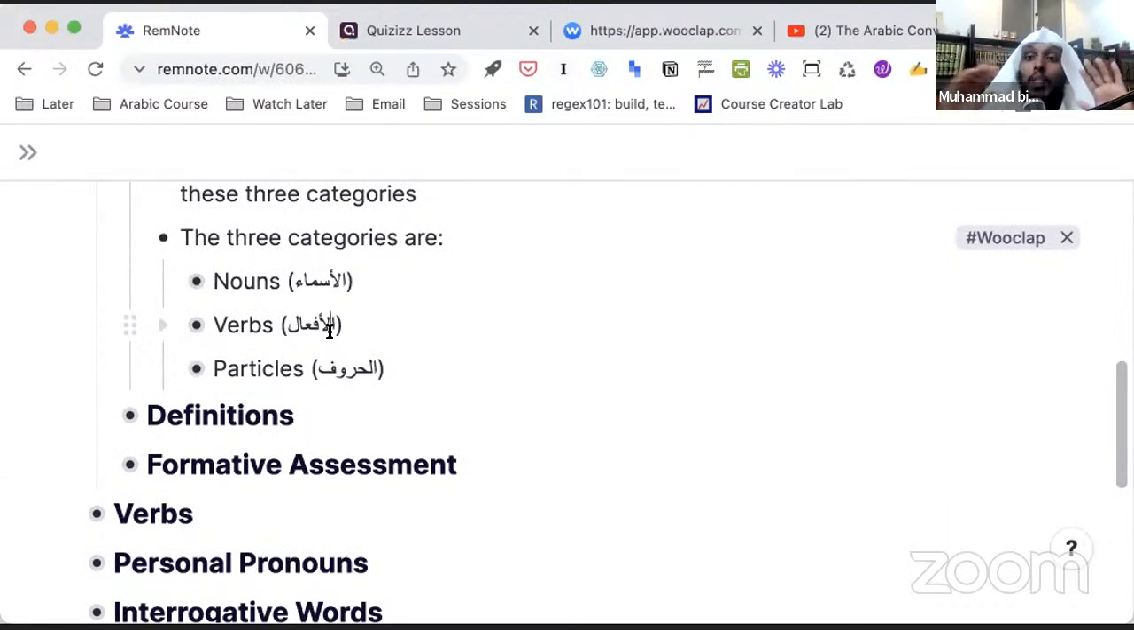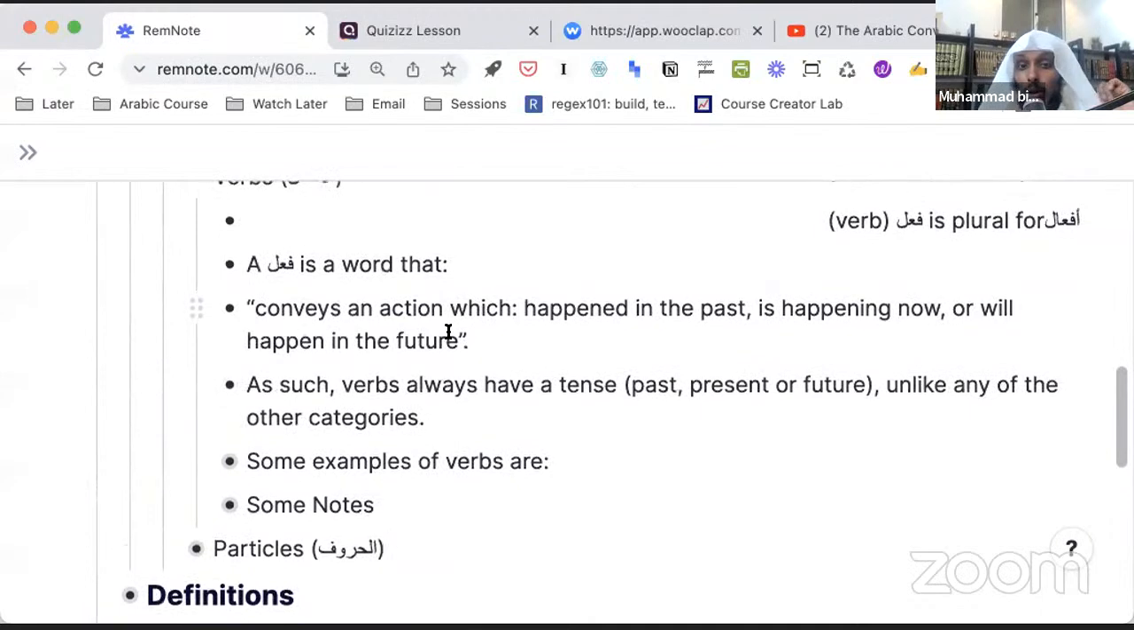They're the most abundant type of word in the Arabic language, in terms of the number of different nouns. They're not the most abundant in terms of frequency. The most abundant in terms of frequency are probably the particles, if you look at it on a particle by particle level. These particles are very frequent. We'll talk about particles later.